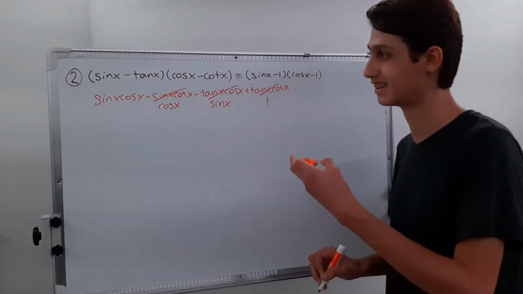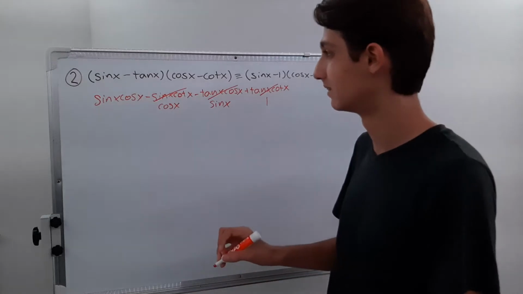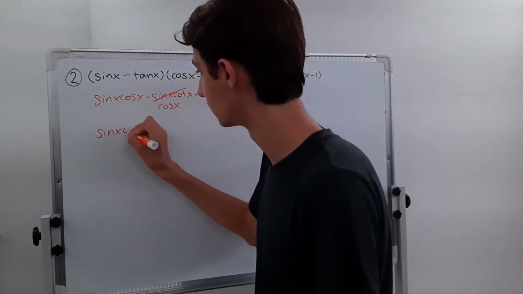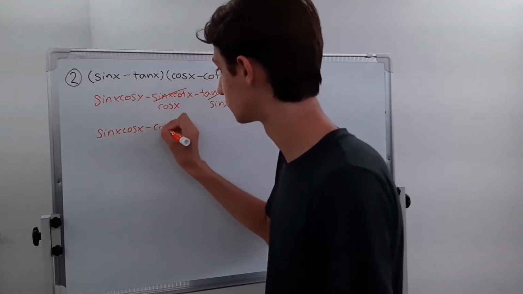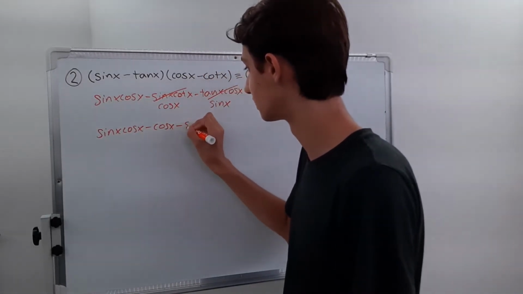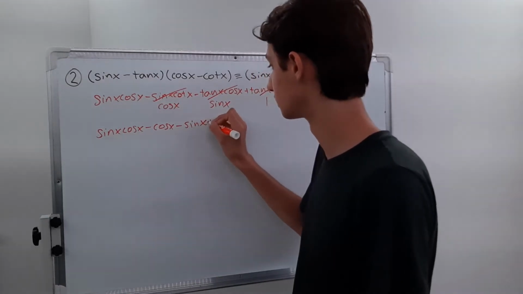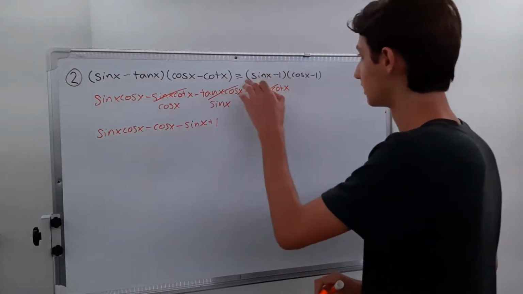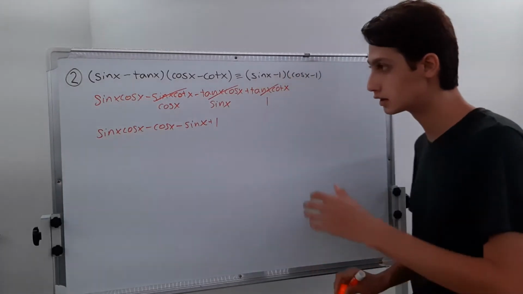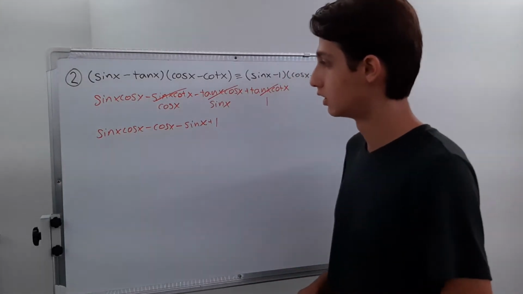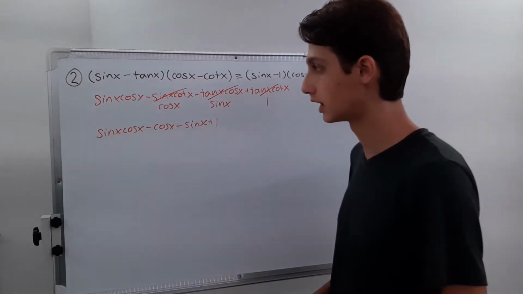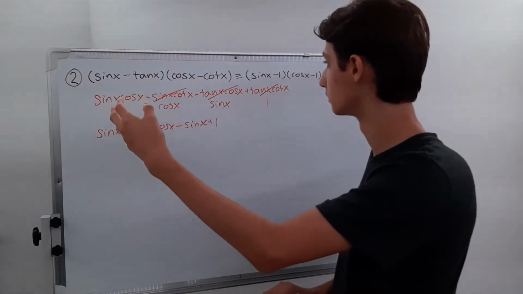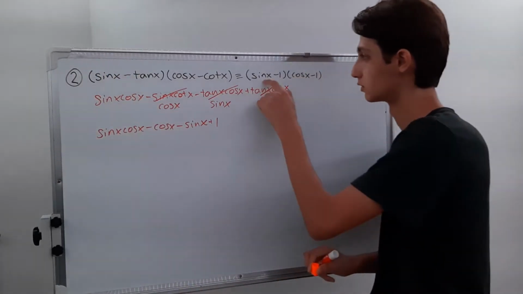So things cancel out really nicely here, and we can just rewrite this as sine x cos x minus cos x minus sine x plus 1. Okay. And all we have to do is factor to get to this. But how do we factor? Well, you can look at it in this way. Let's try to factor out a cosine. Or let's factor out a sine, because that's what's first here.